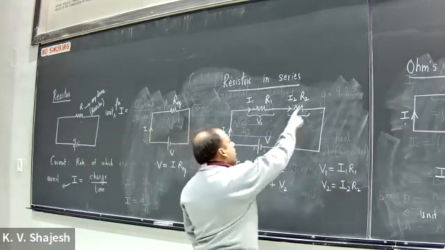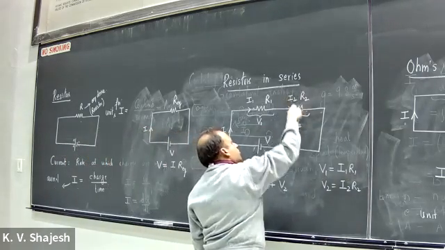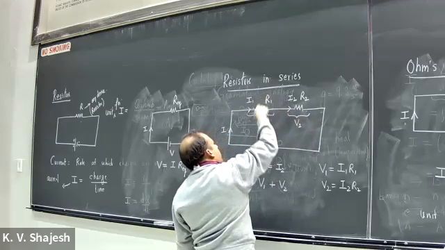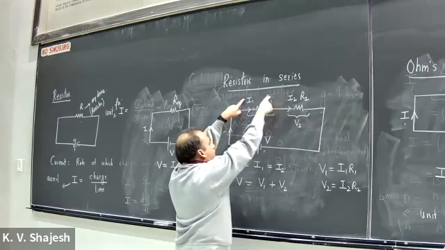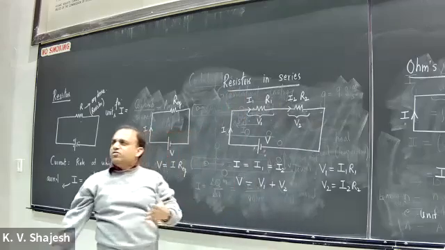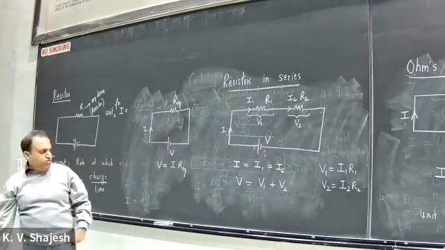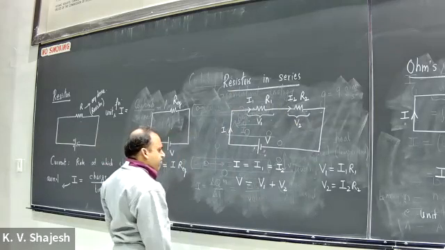Always a local phenomenon. I2 times R2 is V2. I1 times R1 is V1. I1 times R1 is not equal to V. Sometimes it might be, but in this case, it's not. So you have these three relations.